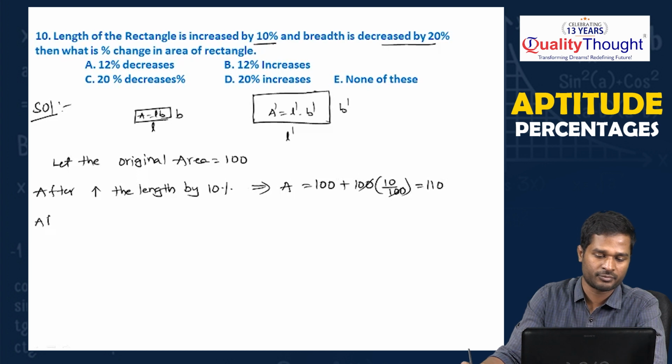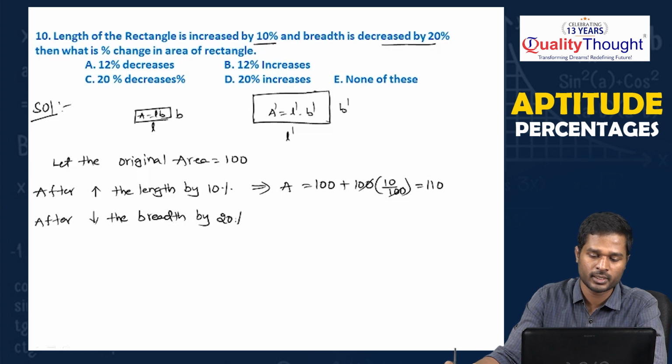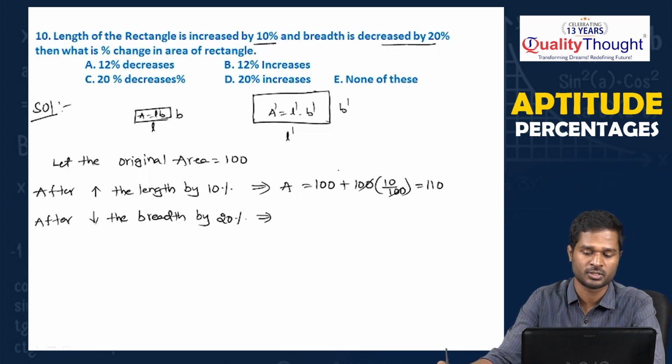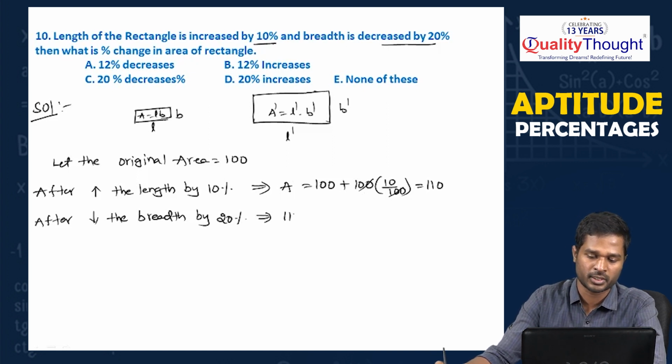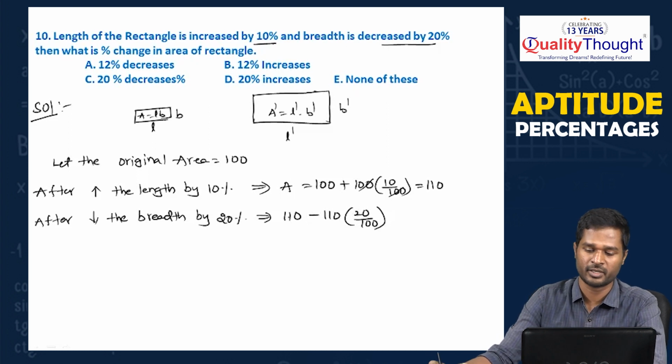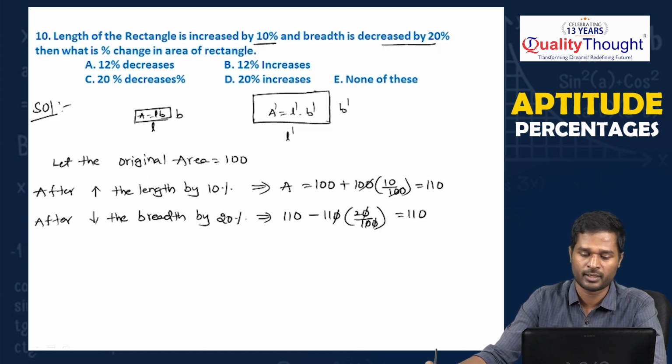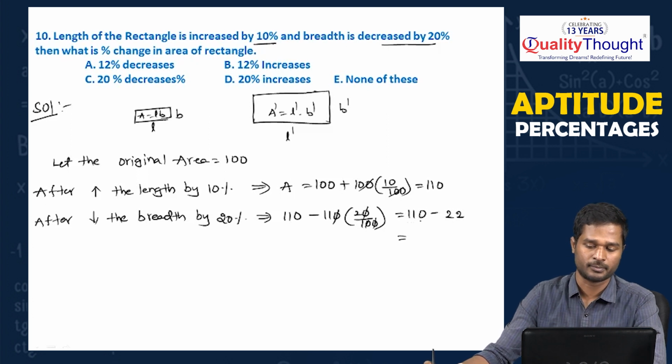Now, see after decreasing the breadth, so we will decrease the breadth by 20 percentage. Do not decrease this 20 percentage on this 100 percentage, already we changed the area, it has become 110. So, on this 110 you need to decrease the 20 percentage. So, 110 minus 20 percent. So, decrease by 20 percentage. So, calculate these two things, cancel the things. So, 110 minus 22. Okay. So, this is how we need to take, right.